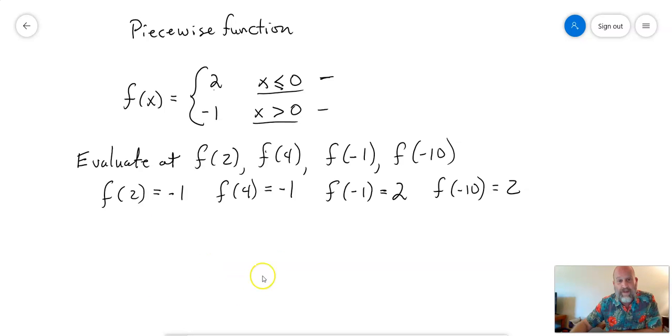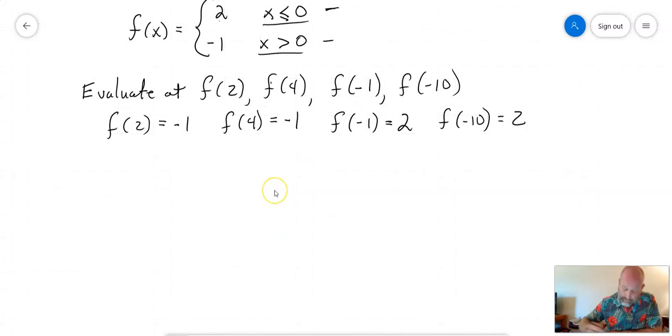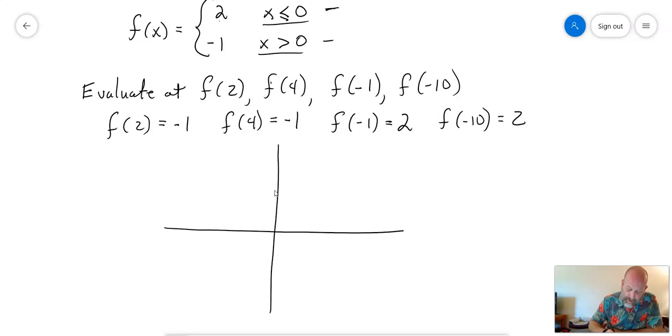Now, if I'm going to graph this thing, I know I have a boundary point at 0. And I know that because both of these include zeros. When I look up here, those are both zeros. So there's a boundary right here, and we need to be aware of it. That's where it changes from one rule to the other.